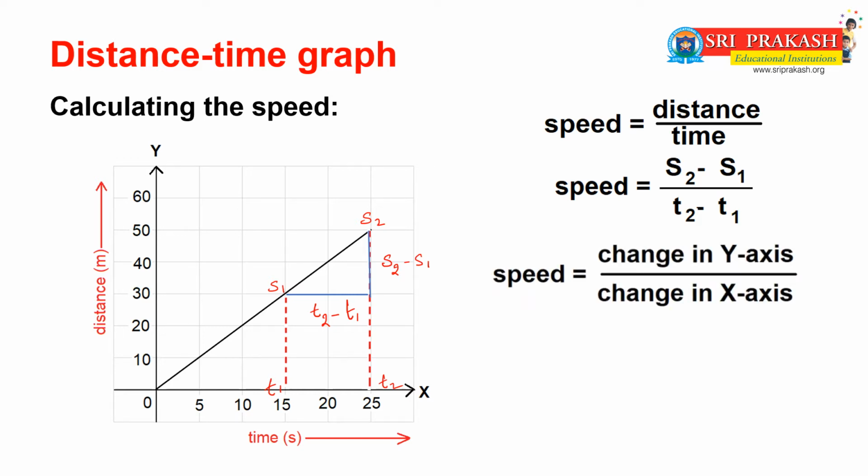We can also write like this. Speed is equal to change in y-axis over change in x-axis. s2 minus s1 represents the change in the y-axis and t2 minus t1 represents the change in the x-axis, which is equal to the slope of the graph, that is delta y by delta x.